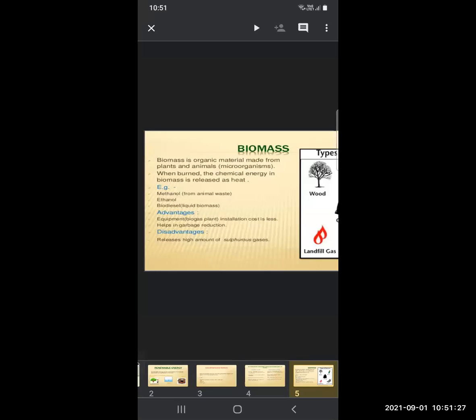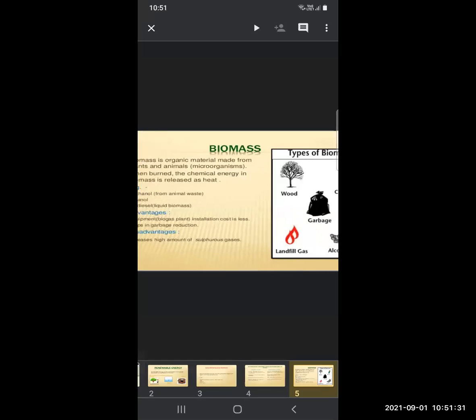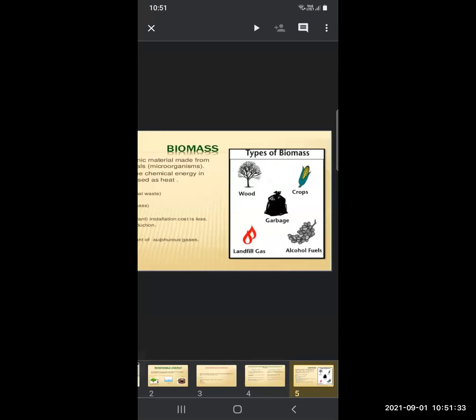Now, what are the disadvantages? Releases a high amount of sulfur gases. So these are the types of biomass, that is wood, crop, garbage, landfill gas, and alcohol fuels.